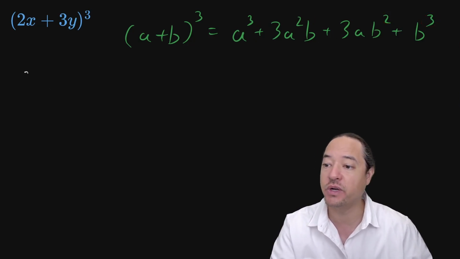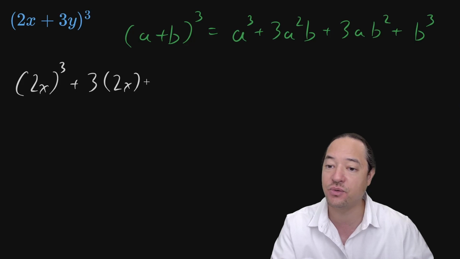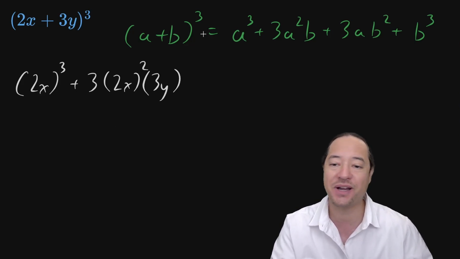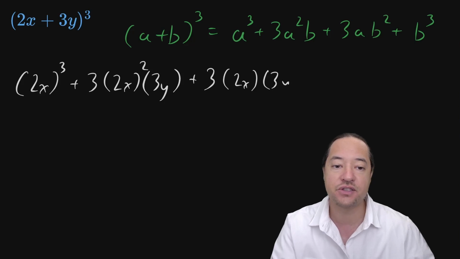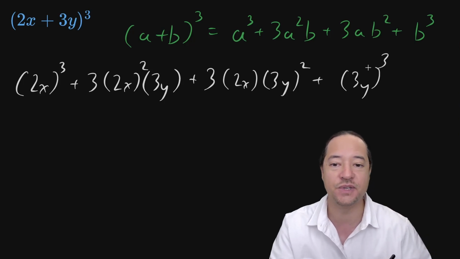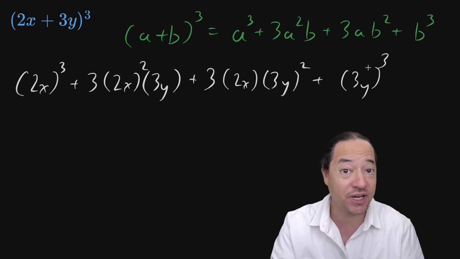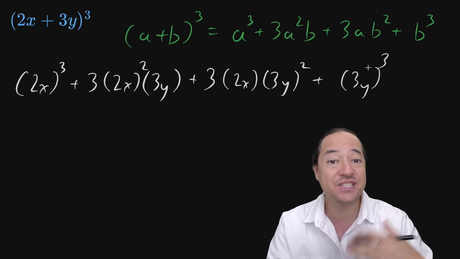So we're going to start with 2x quantity cubed plus 3 times a, in this case is 2x, b is 3y, and this a is going to be squared, plus 3 times, same thing, 2x, but this time to the first power, and this time this 3y is going to be squared, and then finally we're going to have b, which is 3y all cubed. Okay, so that's sort of a shortcut we can use because of that rule, but we still have to simplify.